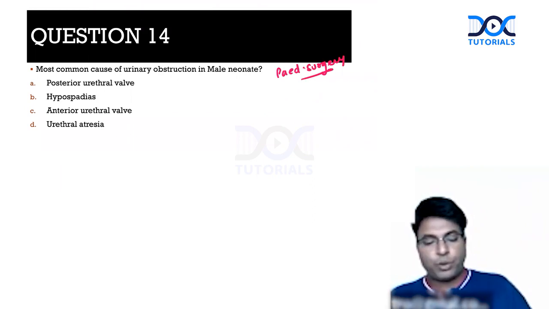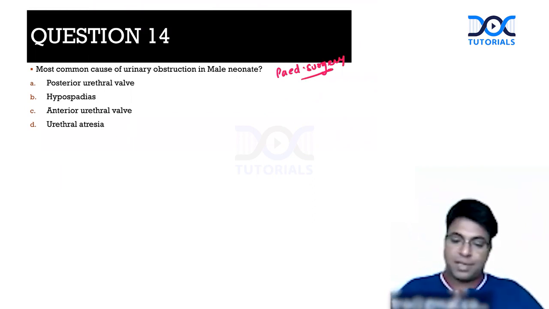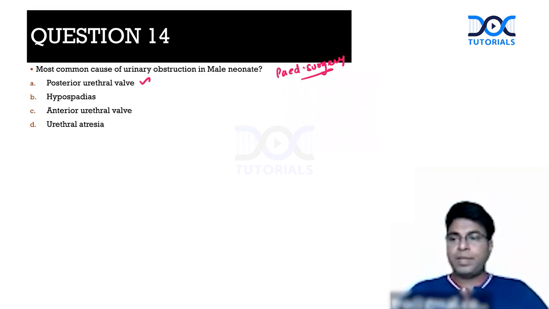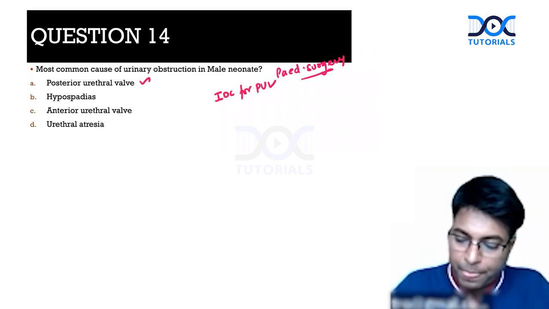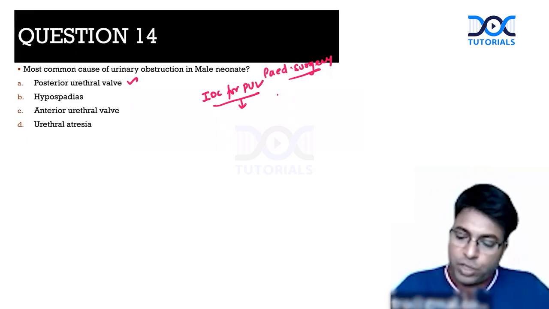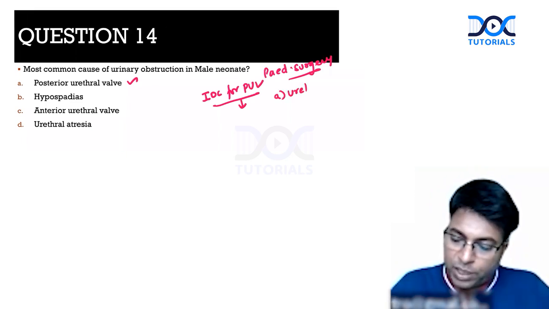Most common cause of urinary obstruction in a male neonate is posterior urethral valve. So what is the investigation of choice for posterior urethral valve? What is the answer? I'll give you the choices. A, urethroscopy.